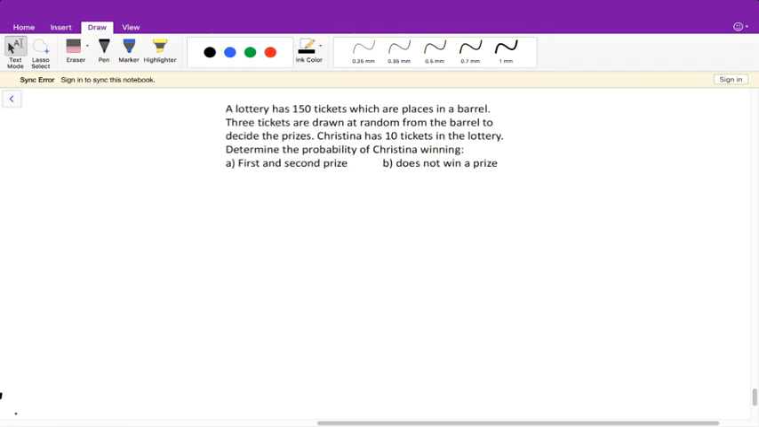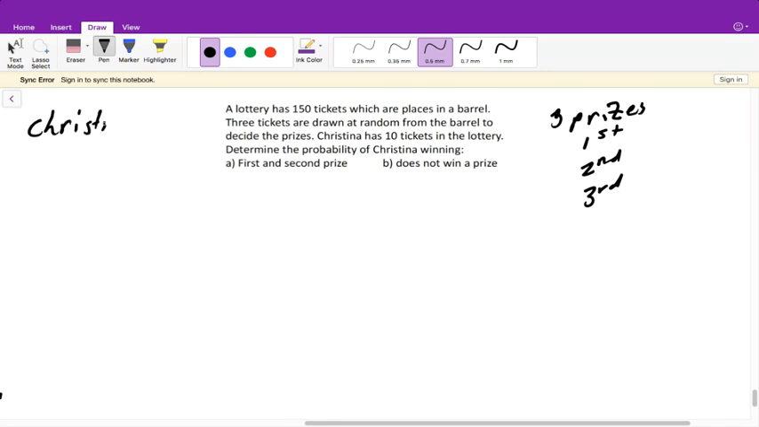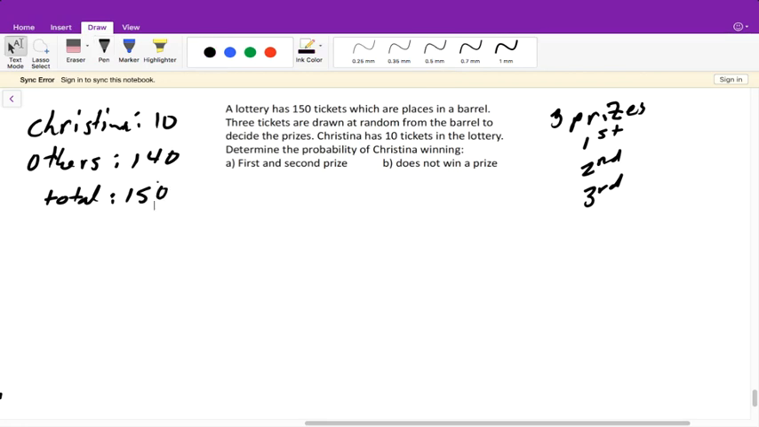Right, now the last one is we have a lottery that has 150 tickets, which are placed in the barrel. 3 tickets are drawn at random. So that means we have 3 prizes. All right, we'll have first, second, and third. Christina has 10 tickets, so Christina has 10. And that means others that are not Christina must have 140 because there's a total of 150. So determine the probability of Christina winning first and second prize.